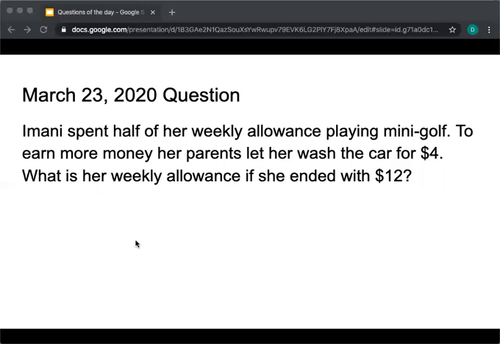So we're trying to find how much her weekly allowance was, because she earns more money for washing the car. She earns an extra $4. So we're trying to find out her weekly allowance because she spent half of it playing mini golf.